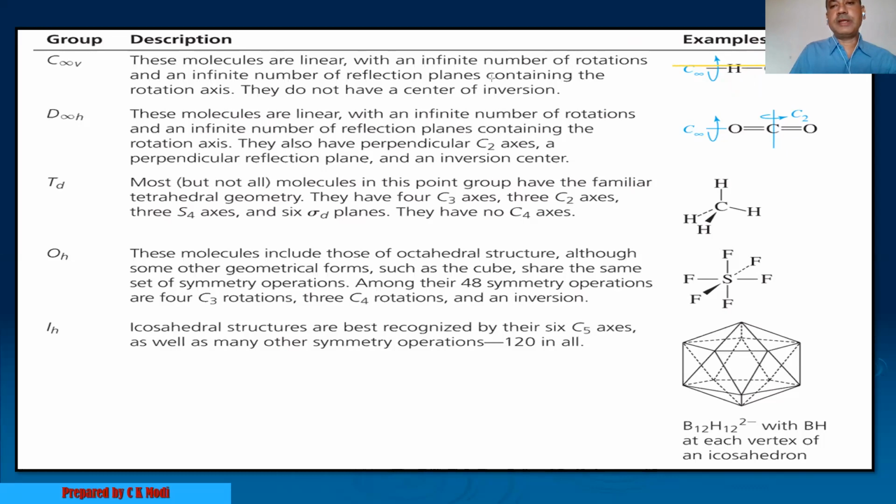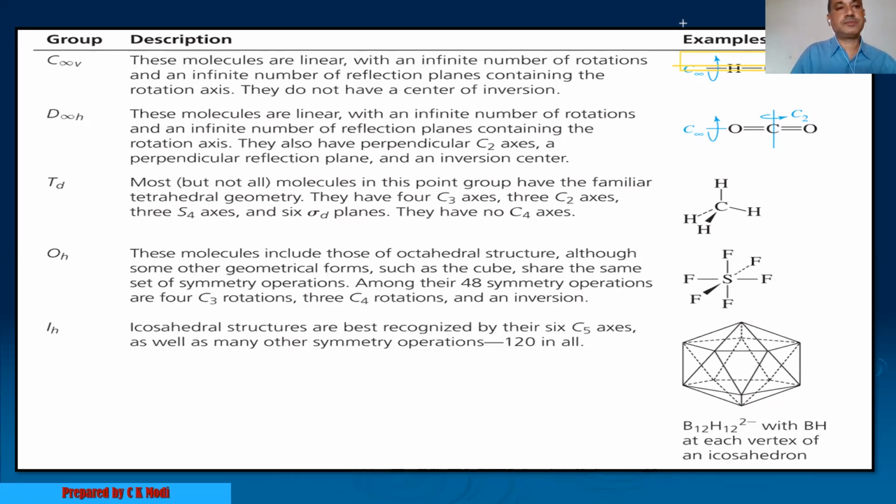Are there any other symmetry elements present? Now we'll check the mirror plane, whether the mirror plane is present or not. If I pass a mirror plane which is parallel to the rotation axis situated on the x-axis, it divides the molecule into two parts which are mirror images of each other. Therefore, this plane is called sigma v.